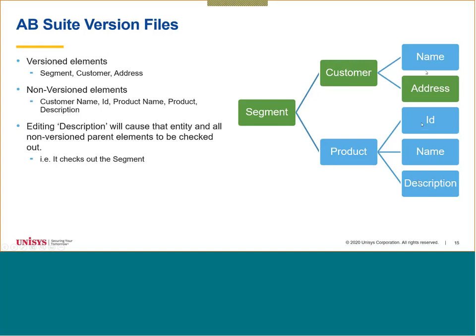The items in blue don't have a version file, and the rule is AB Suite will work up the ownership chain until it hits something which has got a version file. So for example, in this case, if I as a developer wanted to do some work on this description attribute, it hasn't got a version file, neither has a product, so it will check out the segment. And if you check out the segment, that means that a lot of other developers probably can't do anything else either. So you do need to be careful about making sure that the items are versioned correctly.